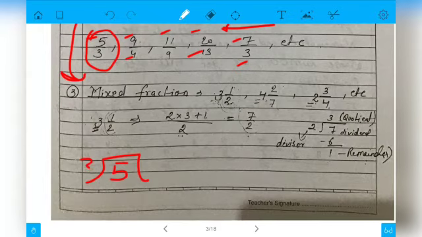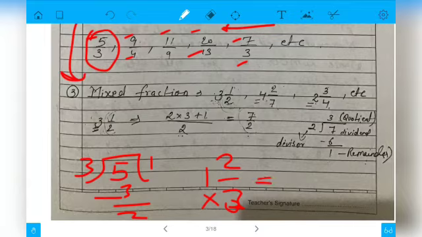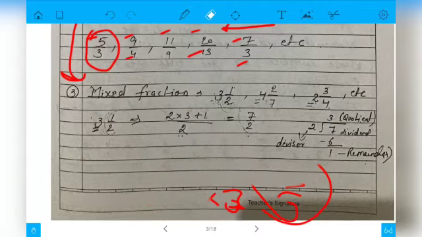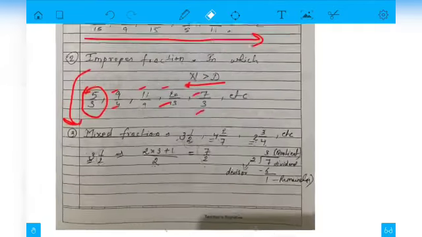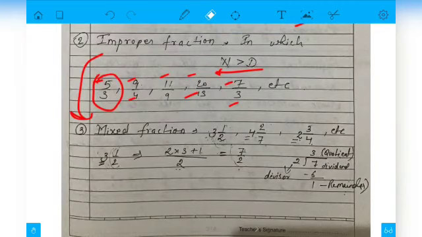So 3 ones are 3, and you will get 2 as a remainder. So we will write it as 1 whole 2 by 3. To check, 3 ones are 3, plus 2, that is 5 by 3. So this is how we can convert this fraction into a mixed fraction. Only an improper fraction can be converted into a mixed fraction.